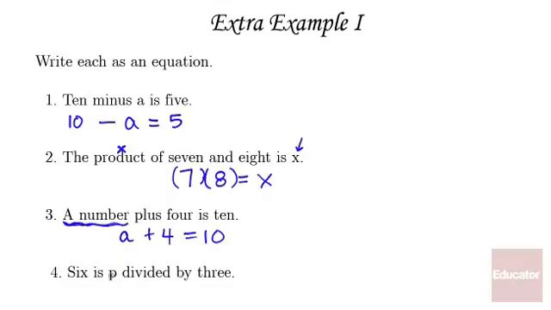The next one, 6 is P divided by 3. 6 equals P divided by 3. Divided by can also be written as a fraction. So this can be 6 equals P divided by 3. You can write it like this, or you can write it like that.